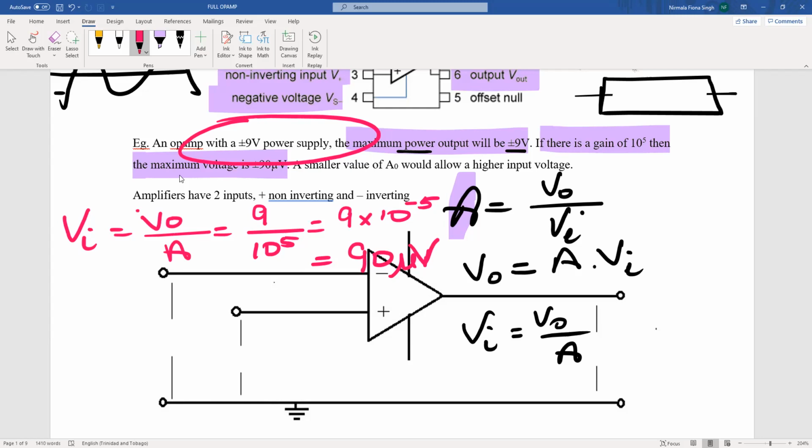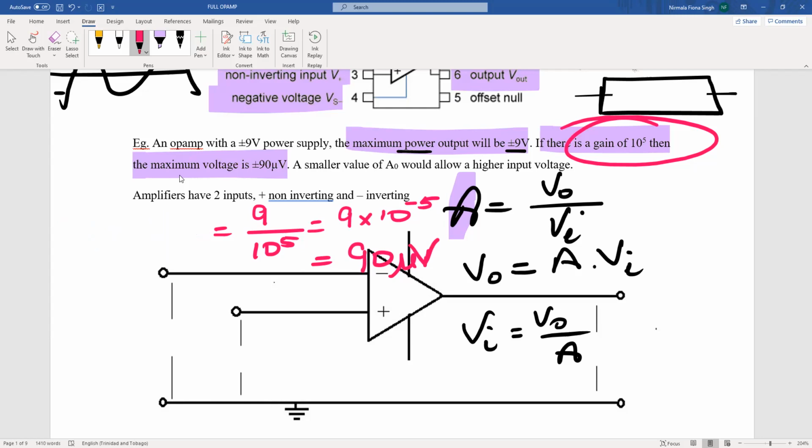So that's how you are able to determine your maximum input voltage, just by looking at what voltage we are running our op-amp with and the gain that our op-amp should have. Now remember, the standard gain of an op-amp is 10 to the 5. That's the gain that the op-amp itself has, not what the resistors give us. Remember, that's a different amplifier gain.